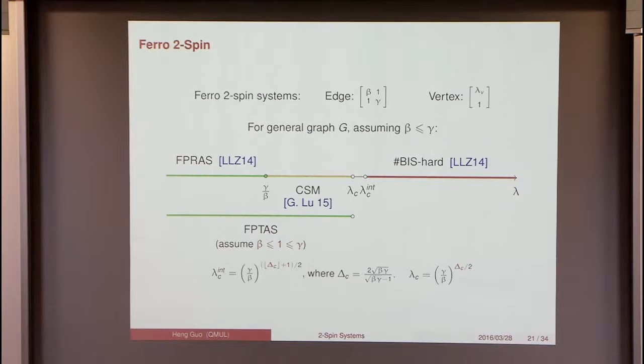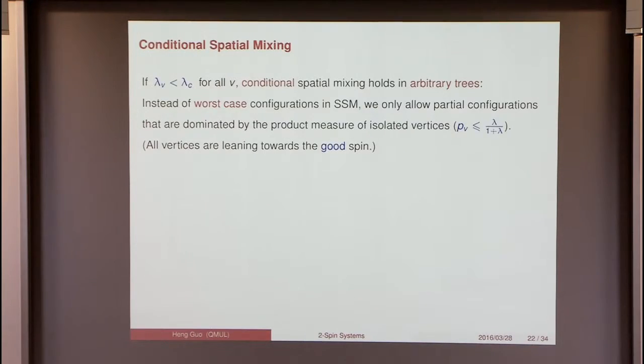Okay, so what do I mean by conditional spatial mixing? It is as follows. In some sense, strong spatial mixing is to guard against the worst-case pinnings in the self-avoiding walk tree. Instead of that, we only allow good pinnings. We only allow boundary conditions that are dominated by isolated vertices. That means the marginal of the boundary condition is less than or equal to lambda over 1 plus lambda. Or intuitively, all vertices are leaning towards the good spin.